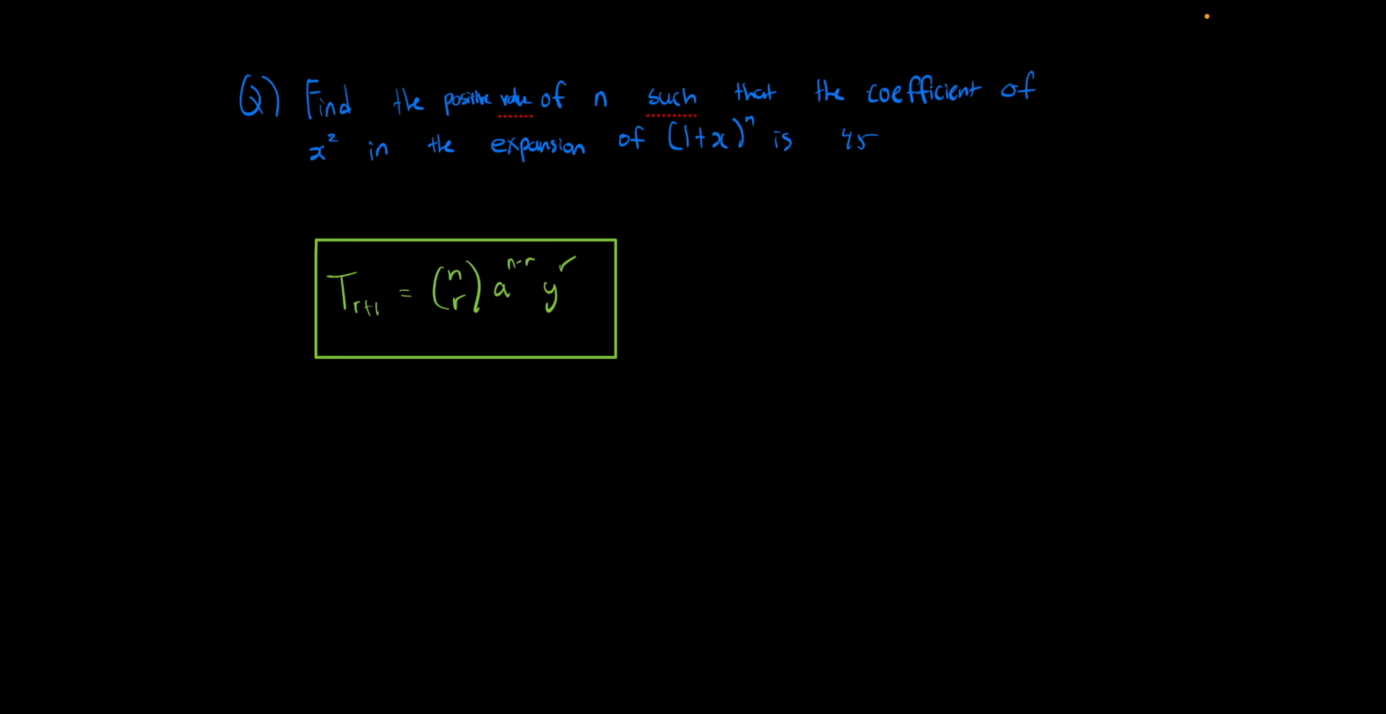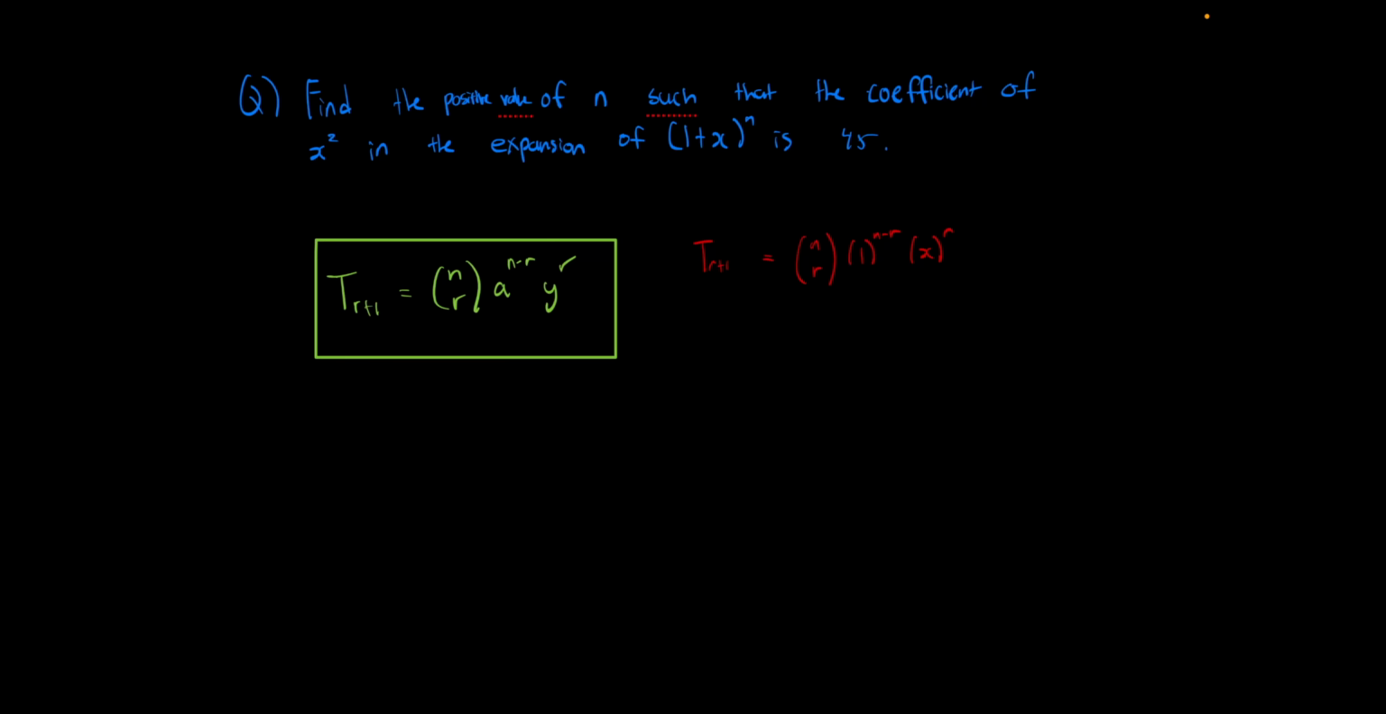So let's try another question where it says find the positive value of n such that the coefficient of x squared in the expansion of (1 plus x) to the n is 45. So again, we're given the coefficient in front of x squared this time. So let's use the formula again. T r plus 1 equals n choose r. And this time we don't know n or r, so we're going to keep it there for now. But we do know a and y. So this is going to be 1 to the n minus r and x to the r.